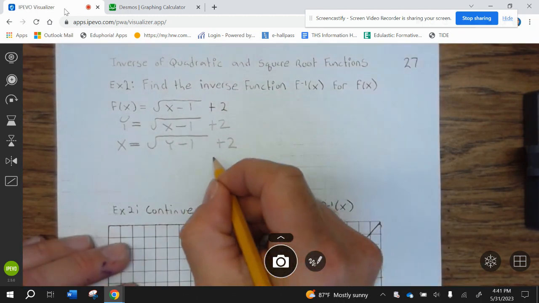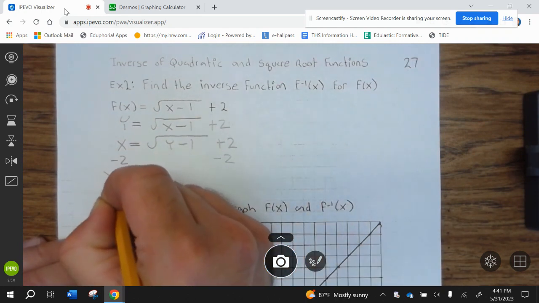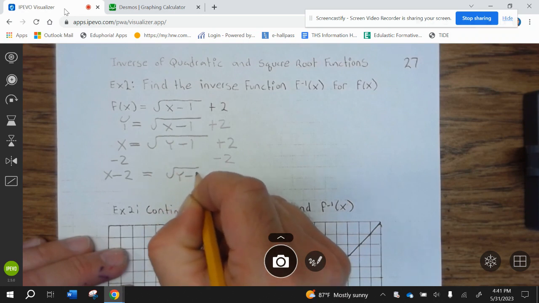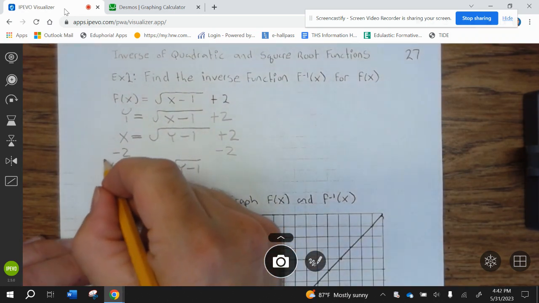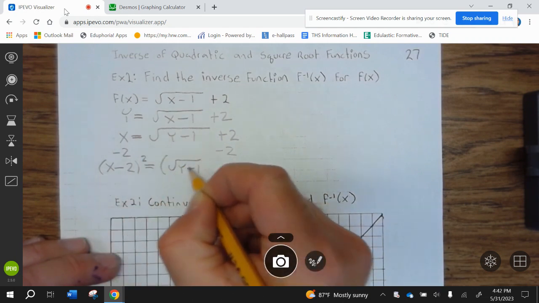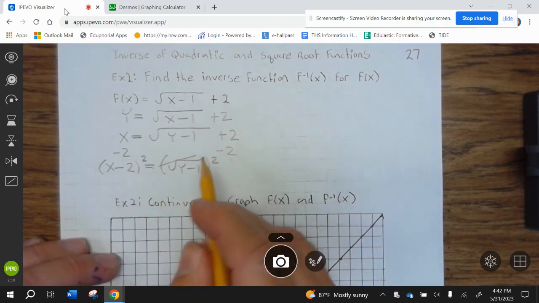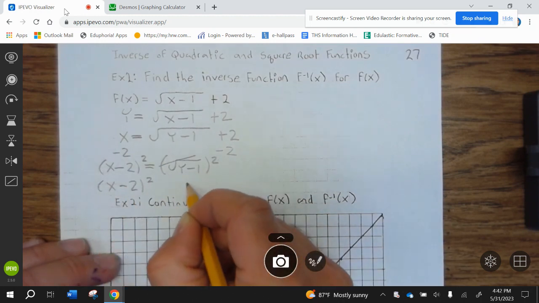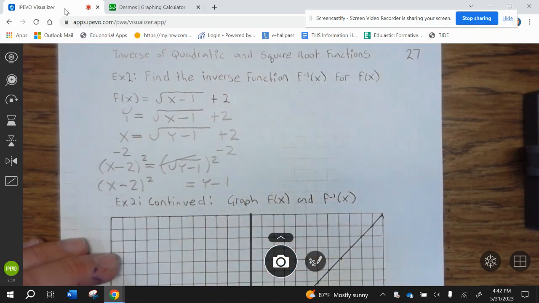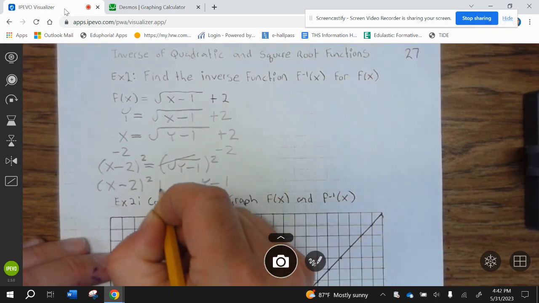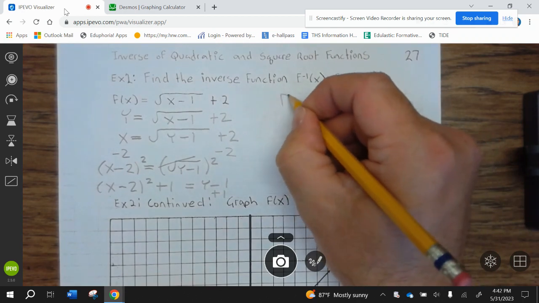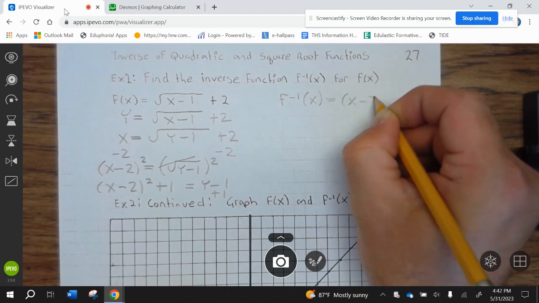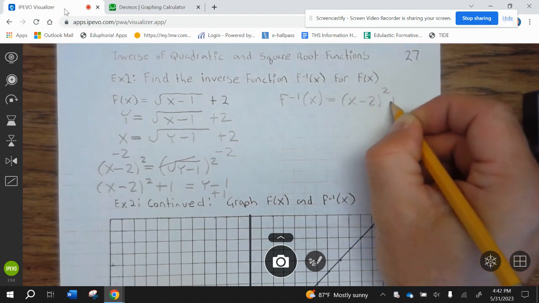Now we solve for y. So we're going to subtract 2 from both sides. We get x minus 2 equals the square root of y minus 1. And now we square both sides. The square root cancels, so then you're left with x minus 2 squared equals y minus 1. Last step, add 1 to both sides. So f inverse of x equals x minus 2 squared plus 1.